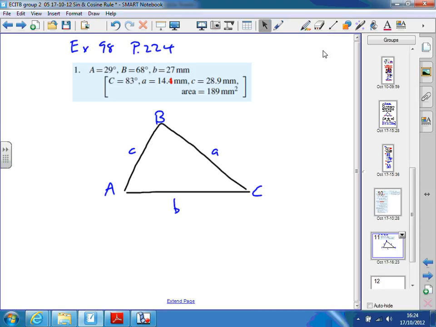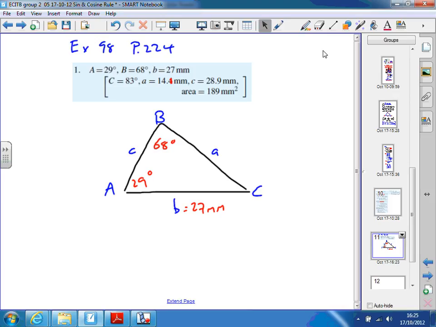So now what do we know? We know that angle A is 29, so that's 29 degrees. We know angle B is 68, so that's 68 degrees. And I know side B is 27 millimeters. And we've got to find the missing sides and angles. So in other words, we need to know side A, side C, and angle C.